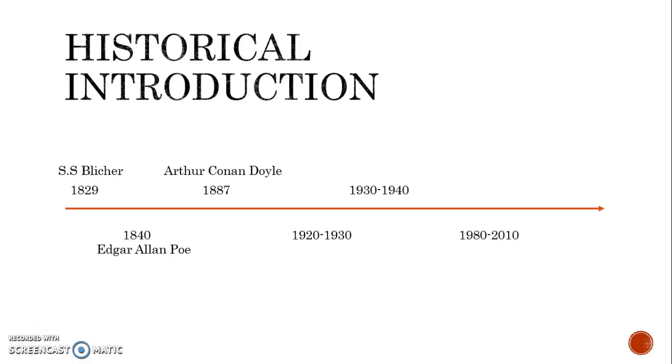In 1887, Arthur Conan Doyle created the fictive detective Sherlock Holmes. In the 1920s and 1930s, it was the golden age of crime.